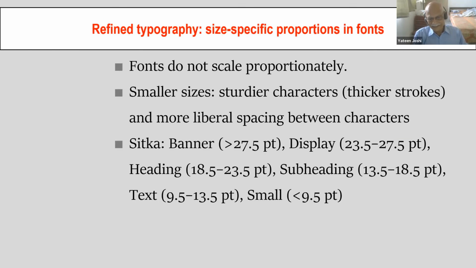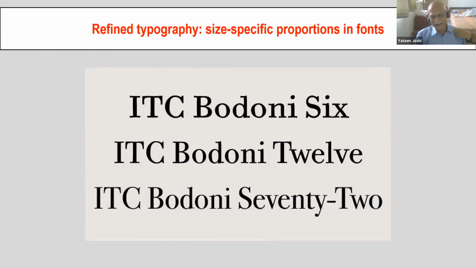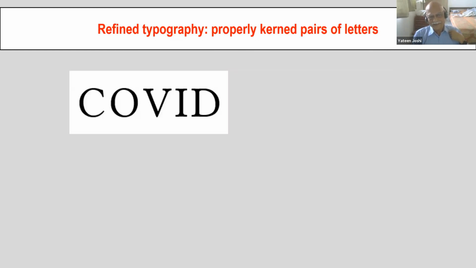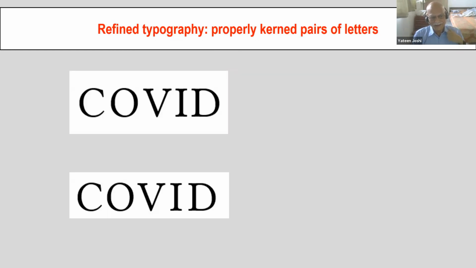Size specific, it's not as though you can scale a font. You can see that the 6-point font is sturdier, denser characters, wider characters, whereas 72-point font is thinner characters. So all these matter. Even the spacing has to be good enough. Some characters appear close together, some characters appear wide apart. That needs to be fixed.